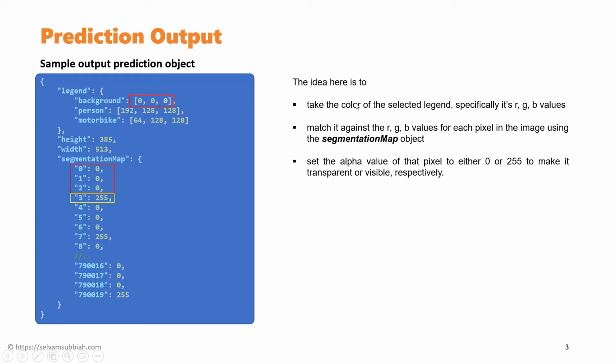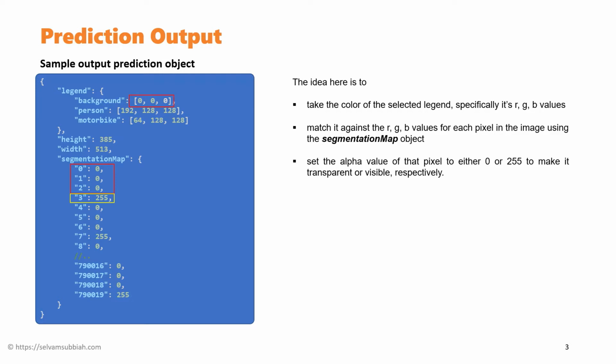So the idea here is to take the color of the legend, the ones that you select on the screen, take the color code for that particular legend, and then match that color against the colors of each pixel. So this is 0, 1, 2, the first three values of every pixel. Every pixel has 4 values in the segmentation map. The first 3 correspond to the RGB value of that particular pixel. The fourth value is the alpha value, which is either set to 0 or 255 based on whether you want to make that pixel transparent or visible. 255 is visible and 0 is transparent.